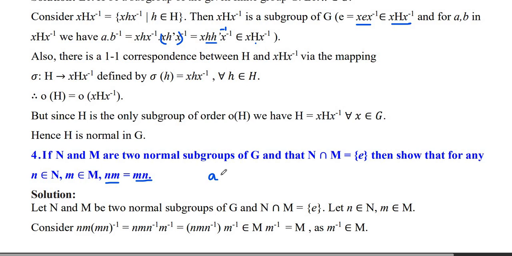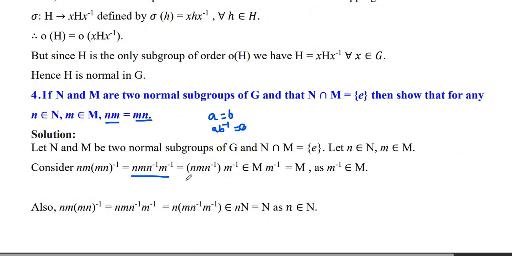Now we know that whenever we want to show that A equals B in a group G, it is enough to say that A B inverse is the identity element, so that we can easily have this. So it is the same technique that is used here. We consider this as A, this as B, so A B inverse is considered. So n m, m n inverse is considered, and that is nothing but n m n inverse m inverse. This is grouped in two different ways: the same element, but grouped in this way and in this way.